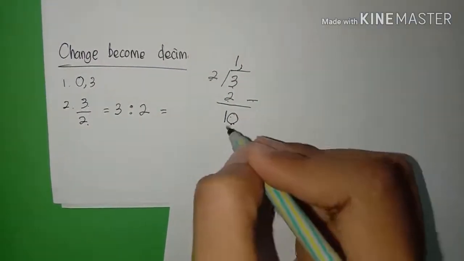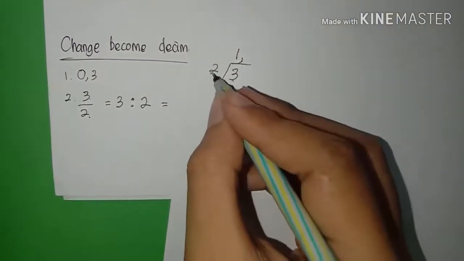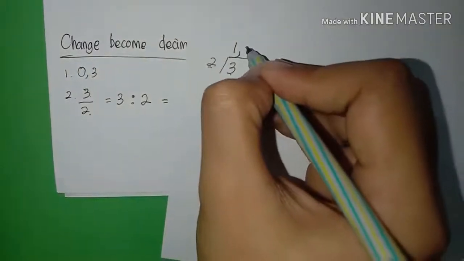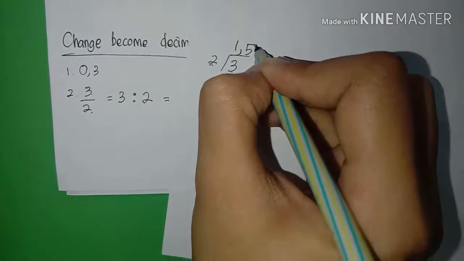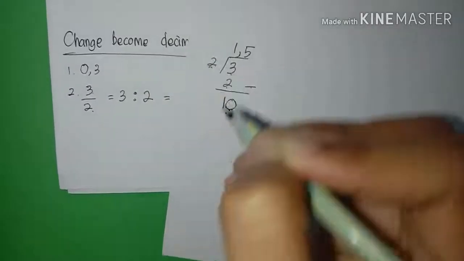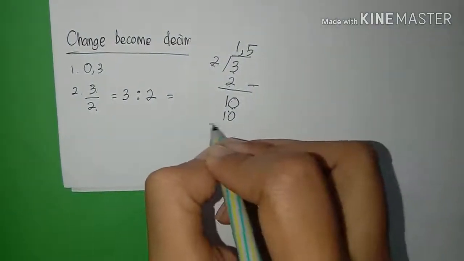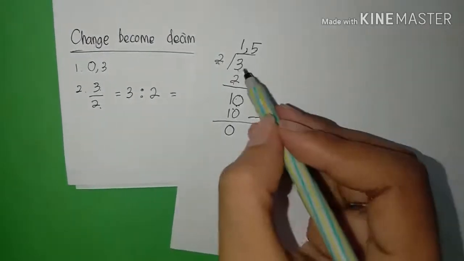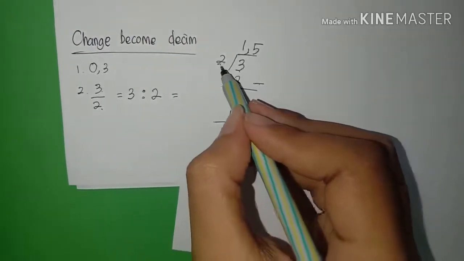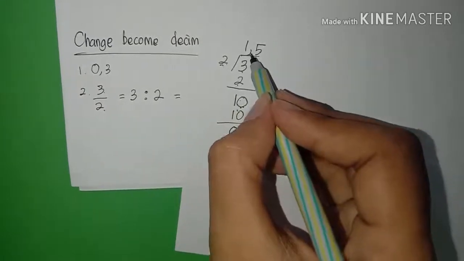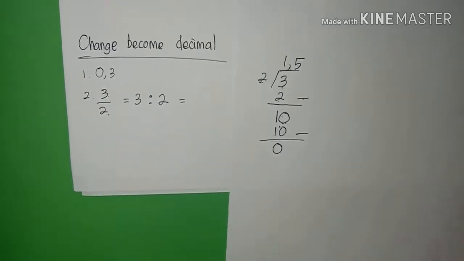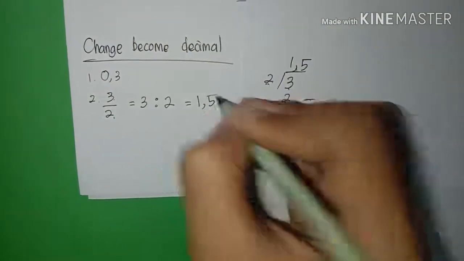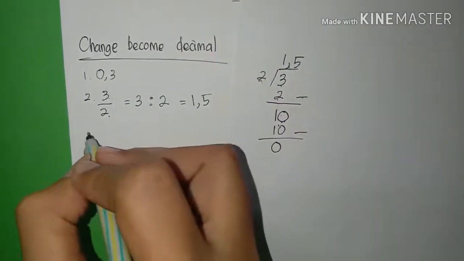Now 10 can be divided by 2. 10 divided by 2 is 5. You can write it here. And then 5 times 2 is 10. Subtract and the result is 0. So the result of 3 divided by 2 is 1.5. We can write here 1.5.